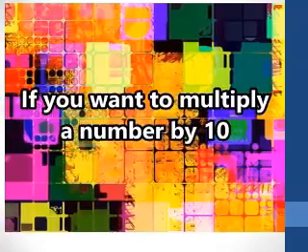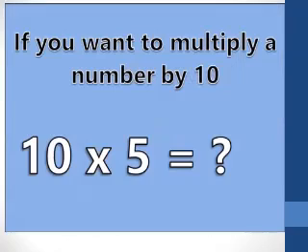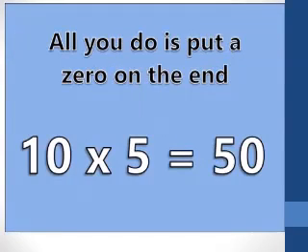If you want to multiply a number by 10, all you have to do is put a 0 on the end.